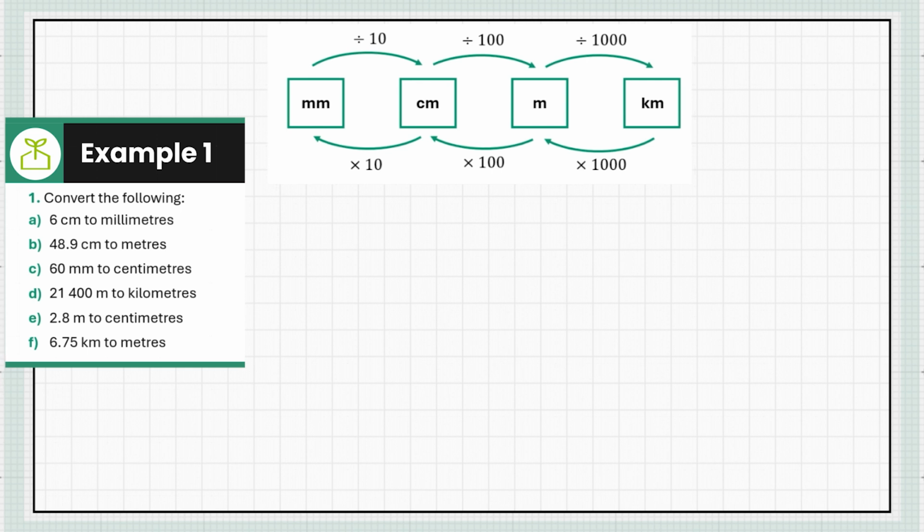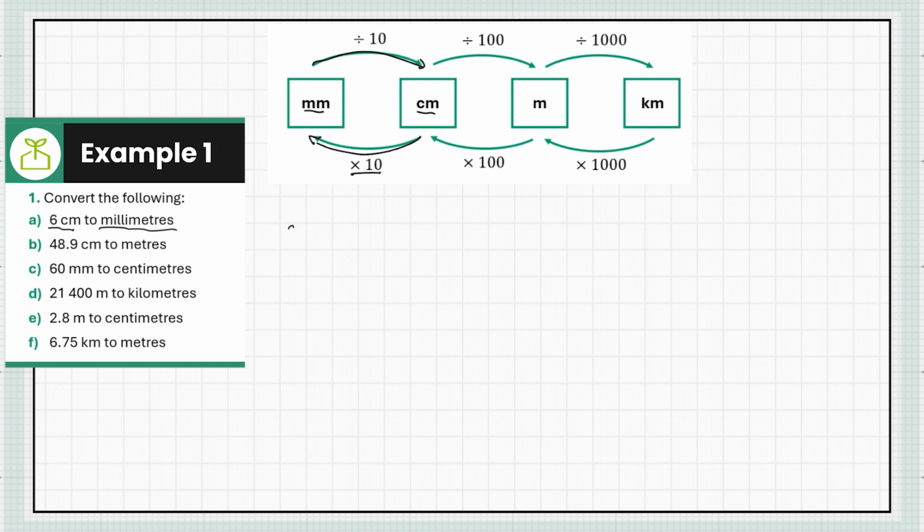So if we look at our first one here, we're going from centimeters to millimeters. And if we look up at our diagram, when we're going from centimeters to millimeters, because we're going from a larger unit to a smaller unit, what we are going to do is multiply. When we go from a smaller unit to a larger unit, we divide instead.